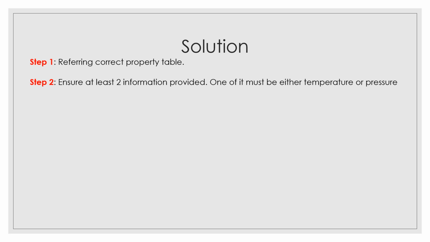Step 2, ensure at least two pieces of information are provided. One of them must be either temperature or pressure. You just need to concern on this because to solve the property tables problem, you need a minimum of two pieces of information. It can be either temperature or pressure with the other property.